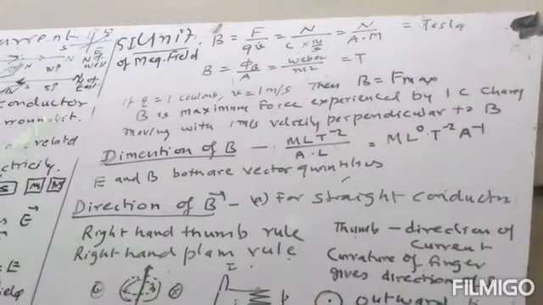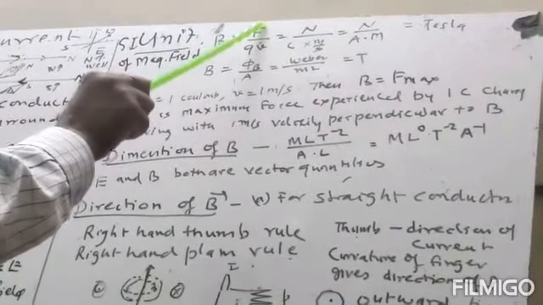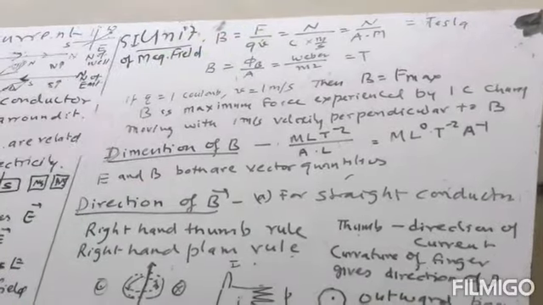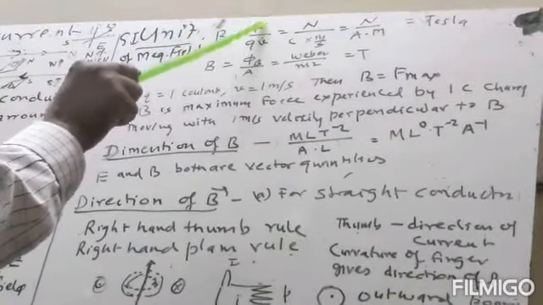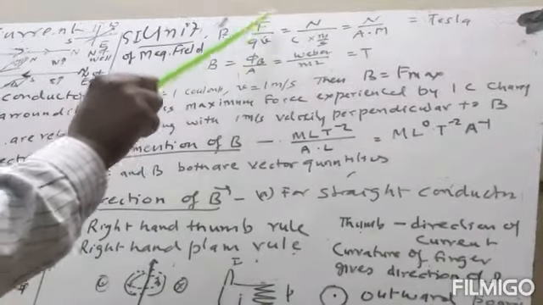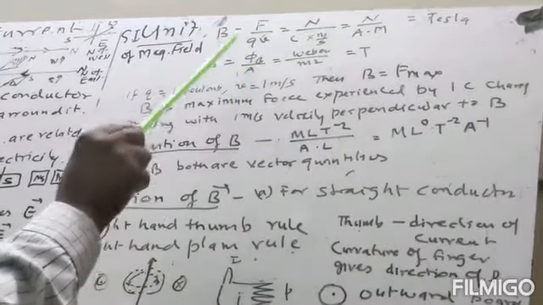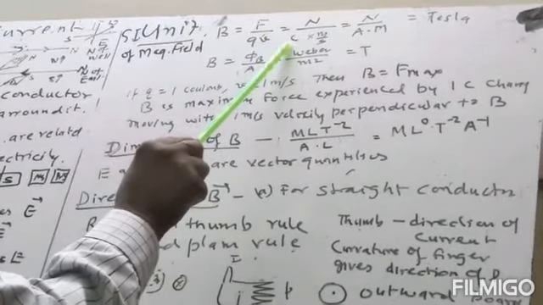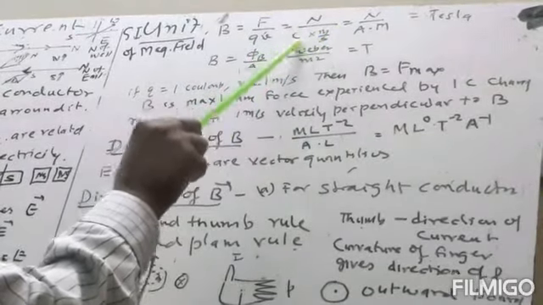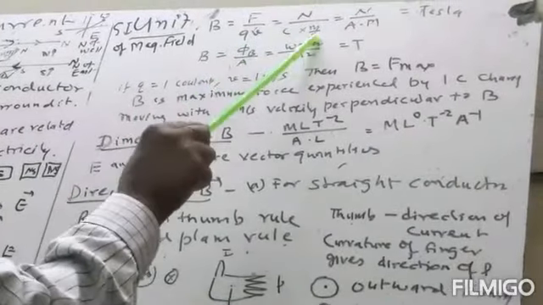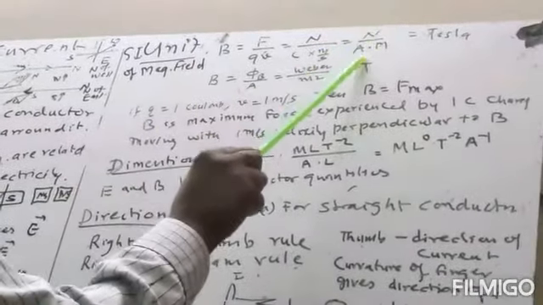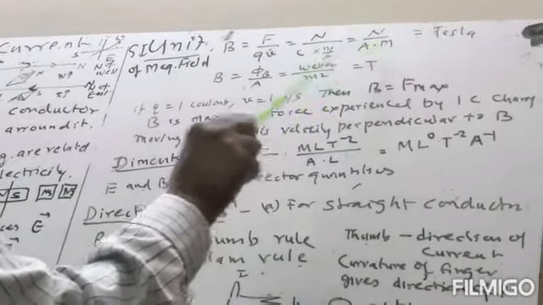Unit of magnetic field. Now here we see that the force will be maximum when theta is equal to 90, so F will be equal to QVB, so B will be equal to F upon QV. The unit of force is Newton, Q is Coulomb, and V is meter per second. So Coulomb per second is current. So the unit of magnetic field will be Newton per ampere meter.